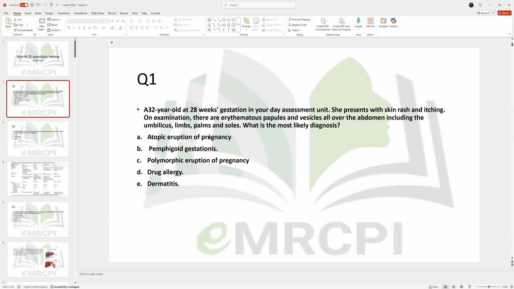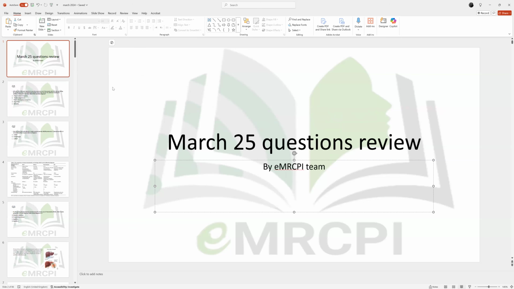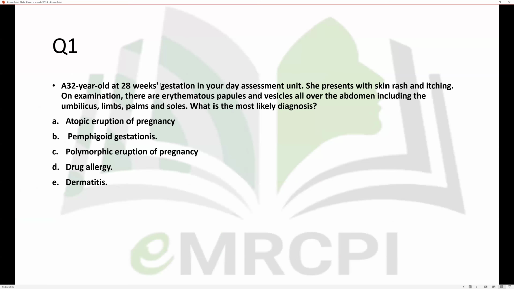Okay, so I will assume we are all here to start the questions. Question number 1, my friends, is about a 32-year-old at 28 weeks of gestation in the day assessment unit. She presented with skin rash and itching. On examination, there are erythematous papules and vesicles all over the abdomen, including the umbilicus, and limbs, palms, and soles. What is the most likely diagnosis?